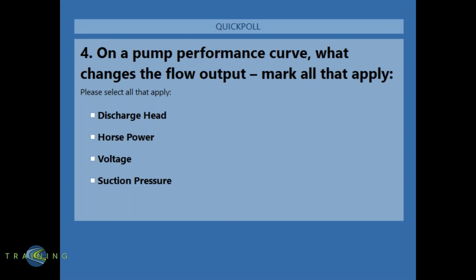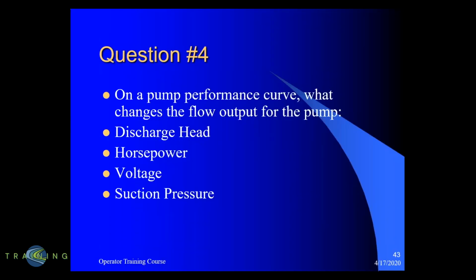So question 4 says, on a pump performance curve, what changes the flow output for the pump? Discharge head, horsepower, voltage, or suction pressure? So the answers we're looking for on this one are discharge head and suction pressure. First of all, we know that discharge head, as it changes on the pump curve, changes the flow rate depending on where it operates on the curve. But also suction pressure makes a difference.